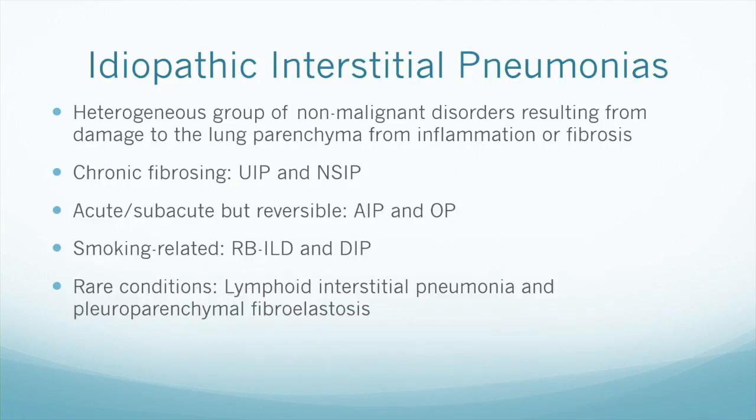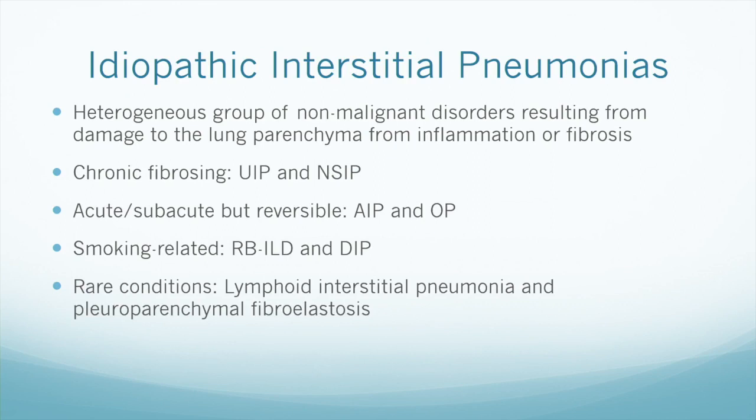I want to focus again on idiopathic pulmonary fibrosis because that is the most common interstitial lung disease. It's also the one with a particularly poor prognosis, and understanding the framework of how we diagnose idiopathic pulmonary fibrosis will give you a good enough framework on how we think about interstitial lung diseases in general.